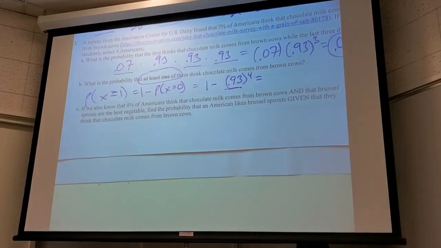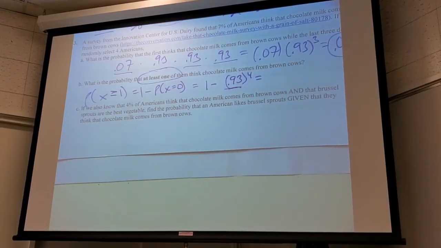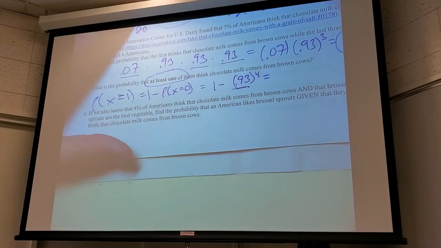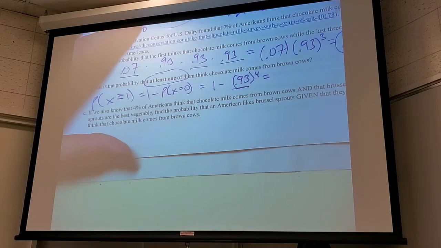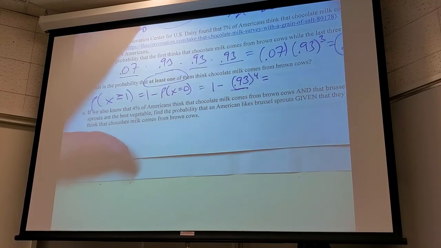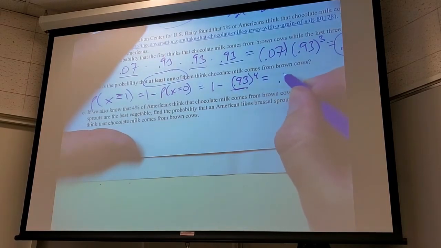All right, and then what is that? It's 0.7481. That's what I got. Well, that's what 0.93 to the 4th power is. Oh, okay, so 1 minus that. It's 2519. Okay. I got 0.2519. 2519, that sounds about right.